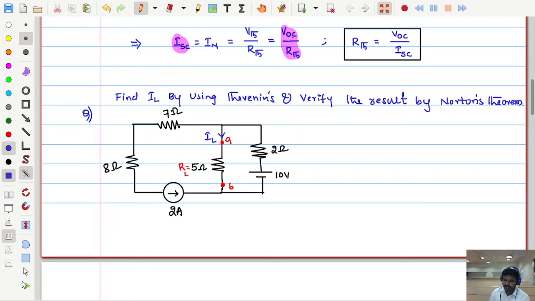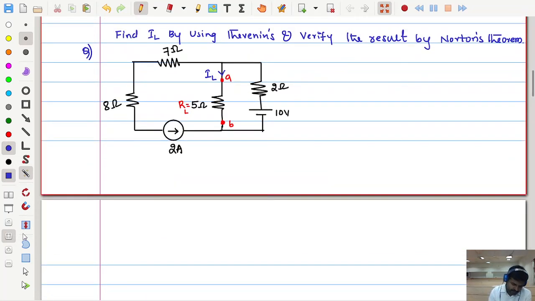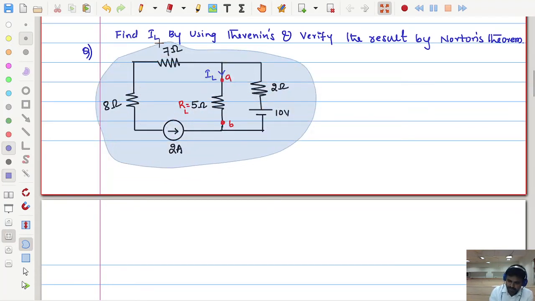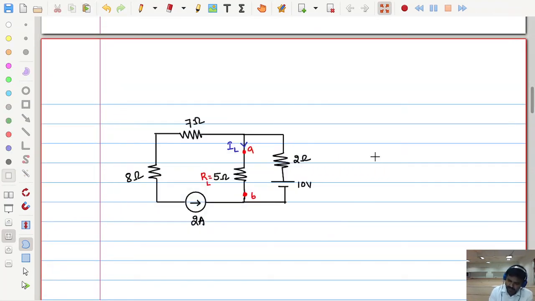Okay, so let us try this problem. What we will do is quickly recap our Thevenin's and Norton's concepts. Let me take this diagram once again here, and now I am proceeding with the Thevenin's theorem. In Thevenin's theorem, we would like to find Thevenin's voltage. What is Thevenin's voltage?